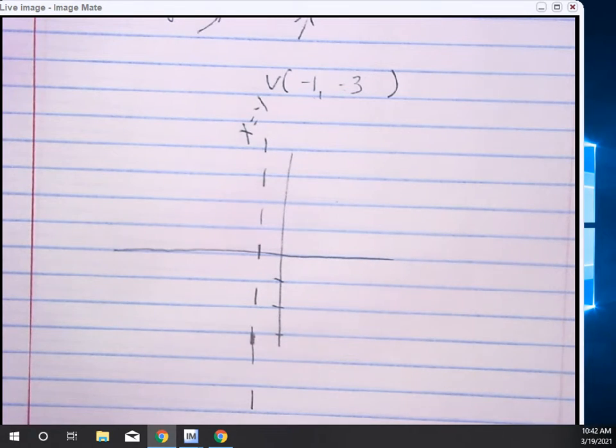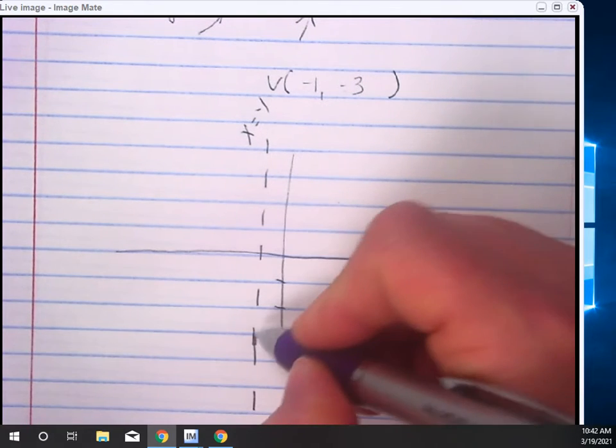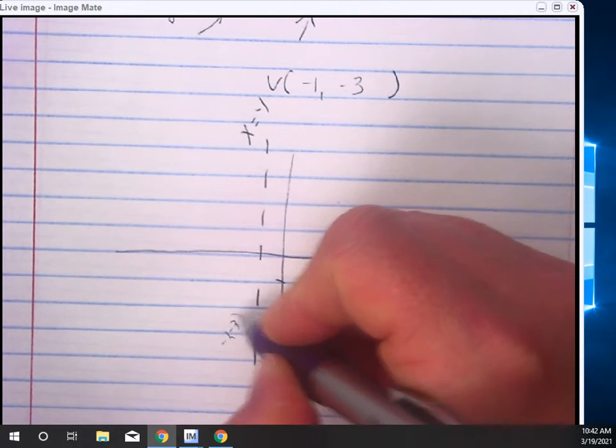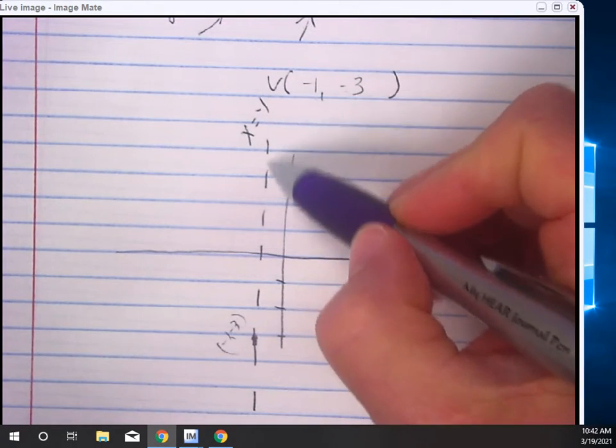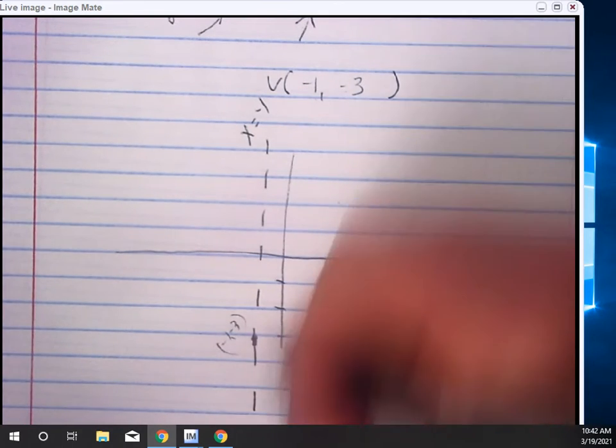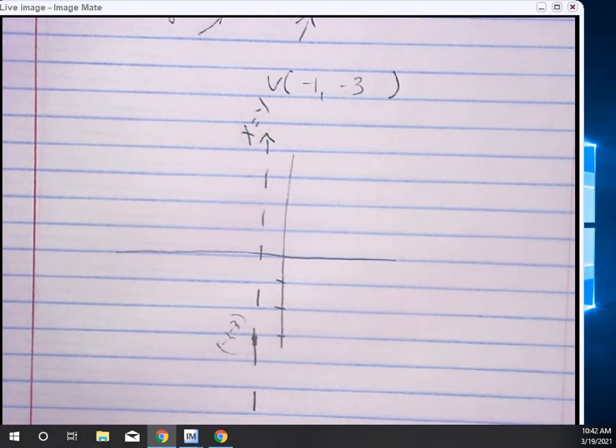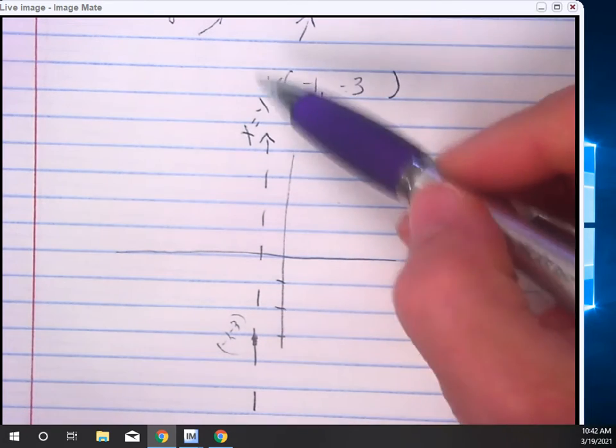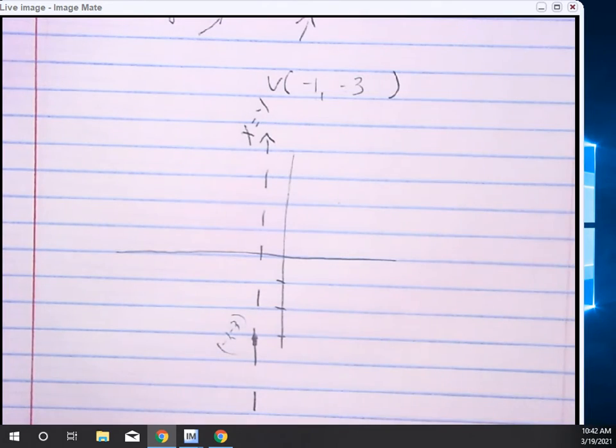What did you still not graph? First off, you're going to graph the vertex, -1, -3. From the -1, -3, we're going to put your axis of symmetry at x equals -1. Okay? The next thing that we're going to do is we're going to reflect it because it was a negative, and we're going to make it wider.